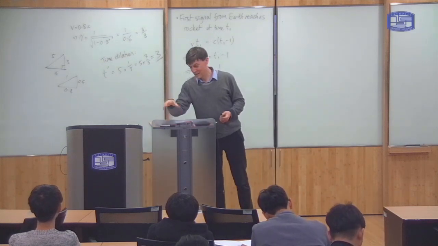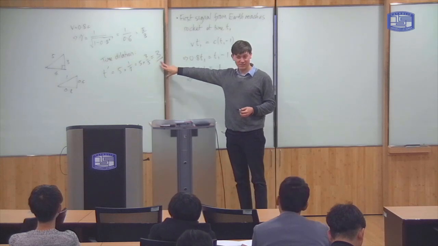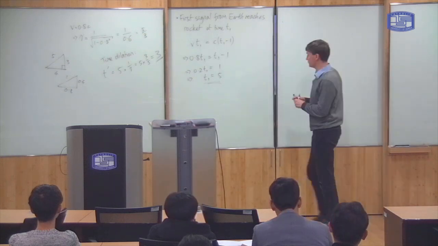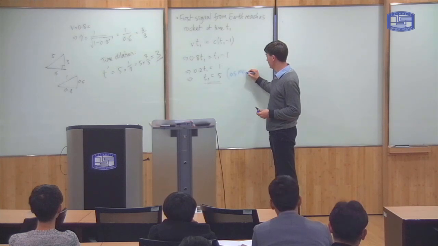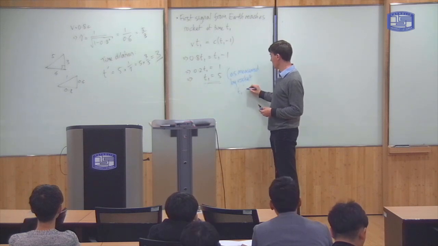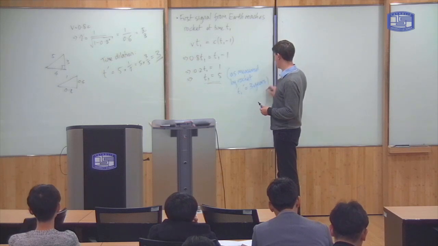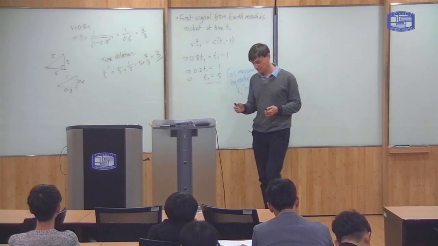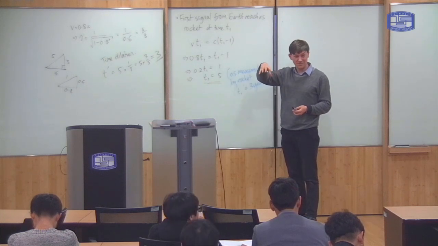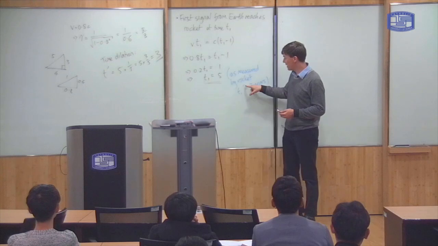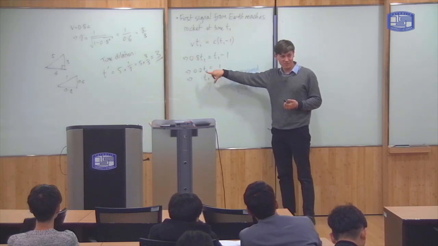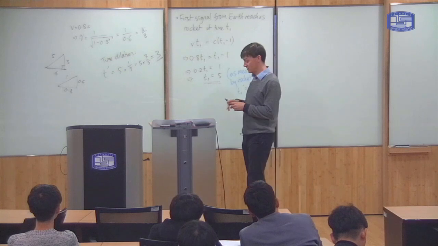And as measured by the rocket observer, because of the time dilation factor, the time t1 prime is 3 years. Five years is the time measured by the Earth observer. In the notation I'll use, I'll put primes on the measurements of the rocket observer. If there's a prime, it's measured by the rocket observer. If there's no prime, it's measured by the Earth observer. So that's the first signal.